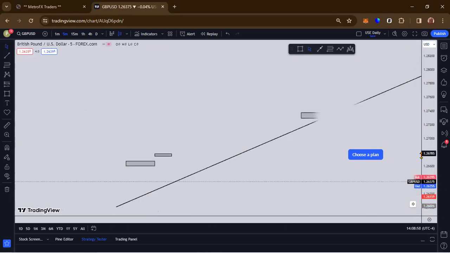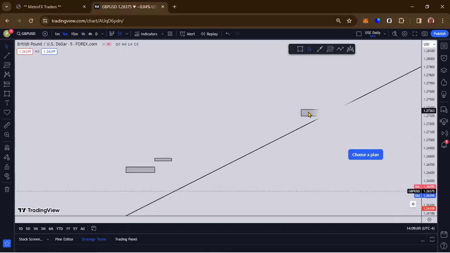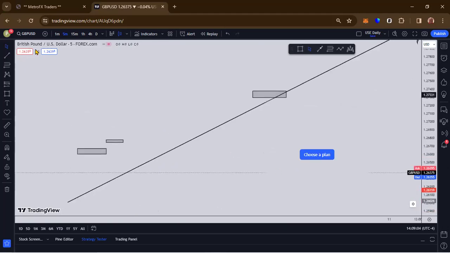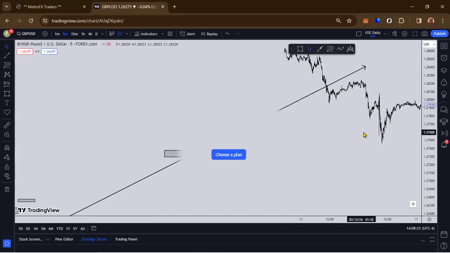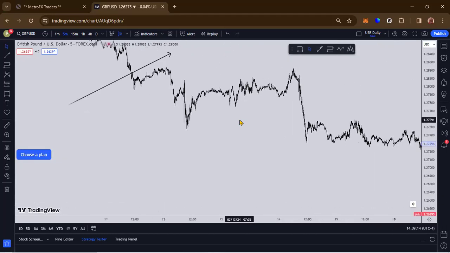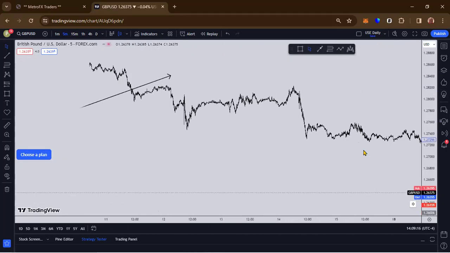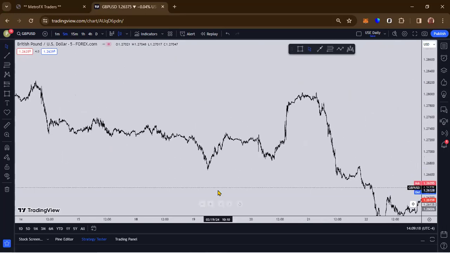Interesting. Okay. So basically, here are the breakouts. And yeah. So basically, you guys get the gist. So basically, you just wait for those breakouts, wait for the candle to break out of the box, and you execute your trade. So let's go back to the hourly.